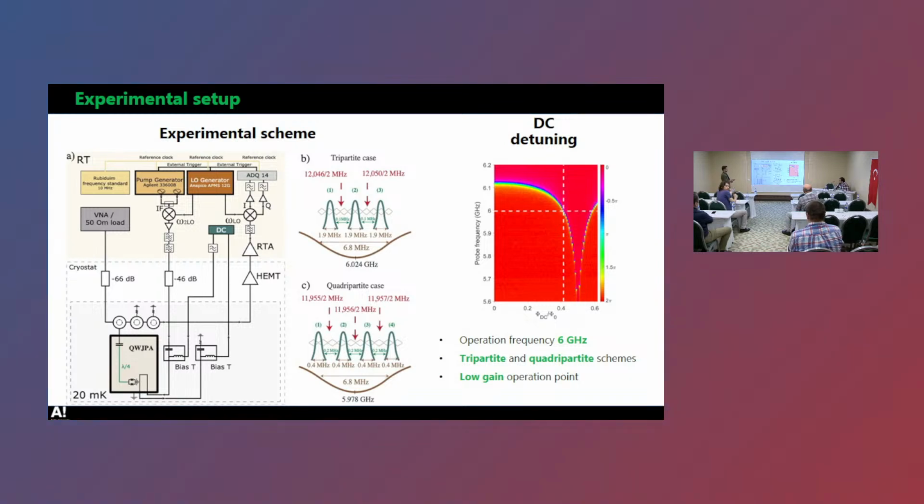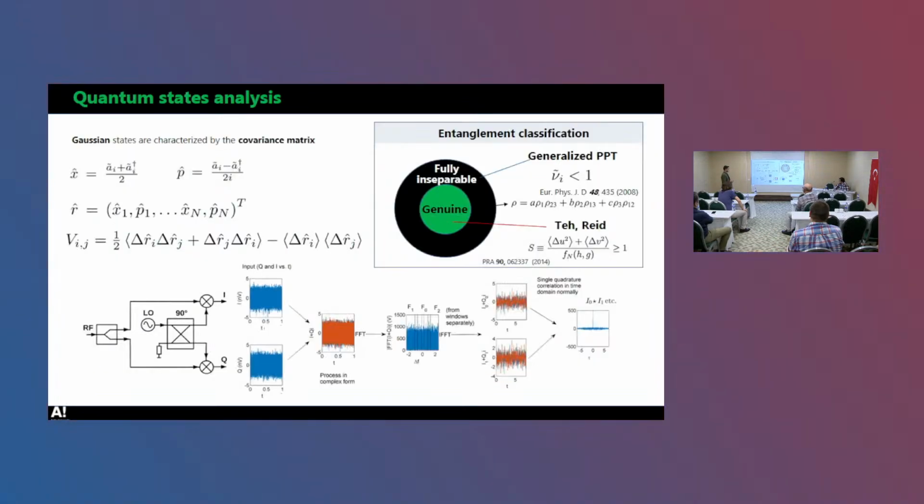And the frequency that our device is operating on, so here you can see the DC frequency versus the external flux. So we can change the base frequency of our device by using external flux. And then once the point is fixed, we can trigger these parametric processes by a frequency which is basically double the operating frequency. So we work on frequencies about 6 gigahertz, and then generate tripartite and quadripartite states.